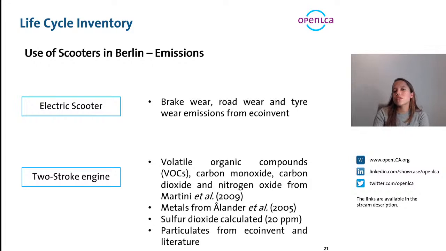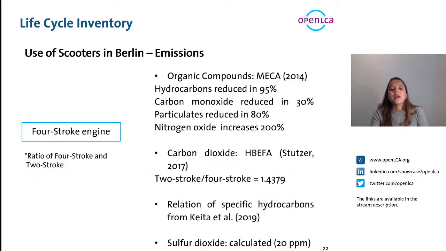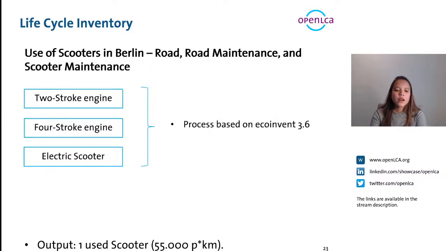We also need to consider that sulfur dioxide is emitted, and for this, one alternative is to calculate according to the sulfur content in the fuel. And finally, for the particulates, I calculated them considering a combination of data from Ecoinvent and literature. For the four-stroke model, as I mentioned, I didn't have access to the emissions of the four-stroke itself. So I found, for instance, that 95% of the hydrocarbons are reduced in relation to the two-stroke. I used these factors because I already knew the number for the two-stroke to calculate the emissions of the four-stroke.